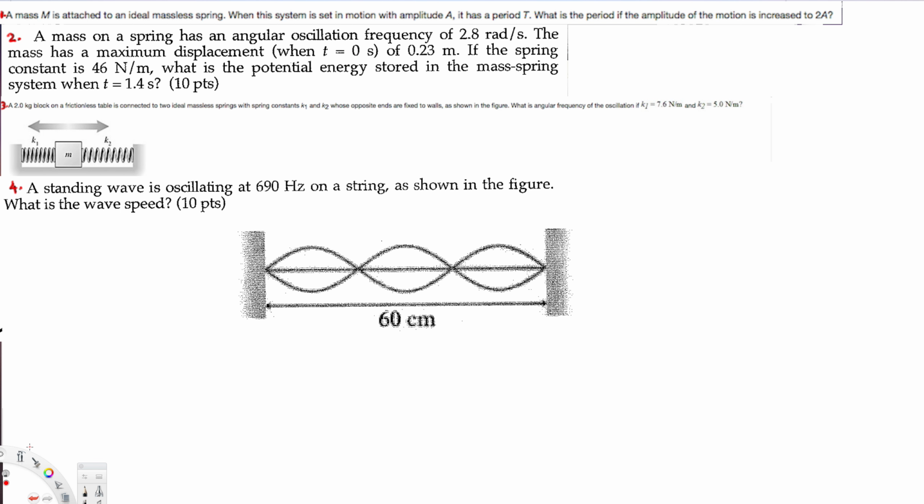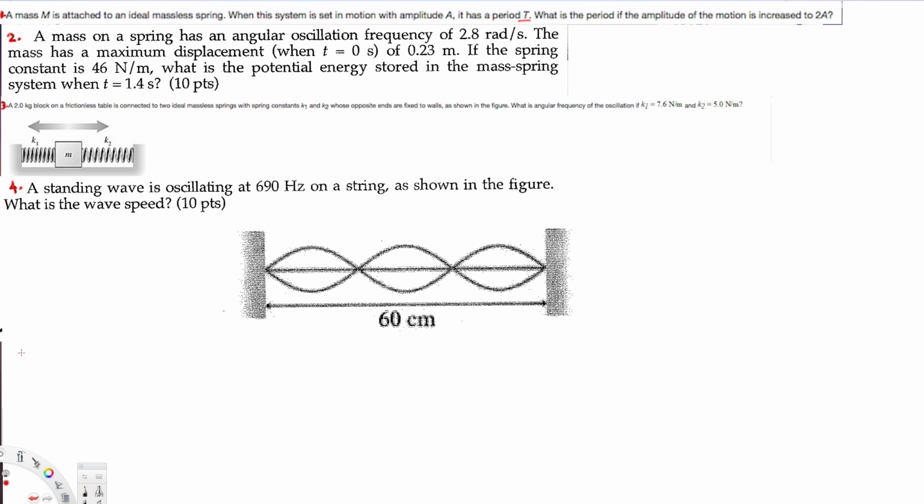Let's do this problem right here. The first question is asking: a mass is attached to an ideal massless spring. When the spring is set to motion with amplitude A, it has period T. What is the period if the amplitude of the motion is increased to 2A? So if the amplitude is doubled, what's going to happen?